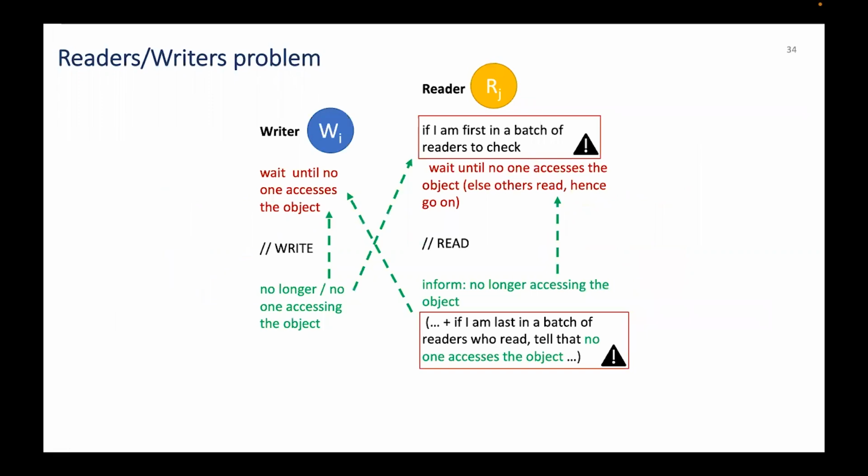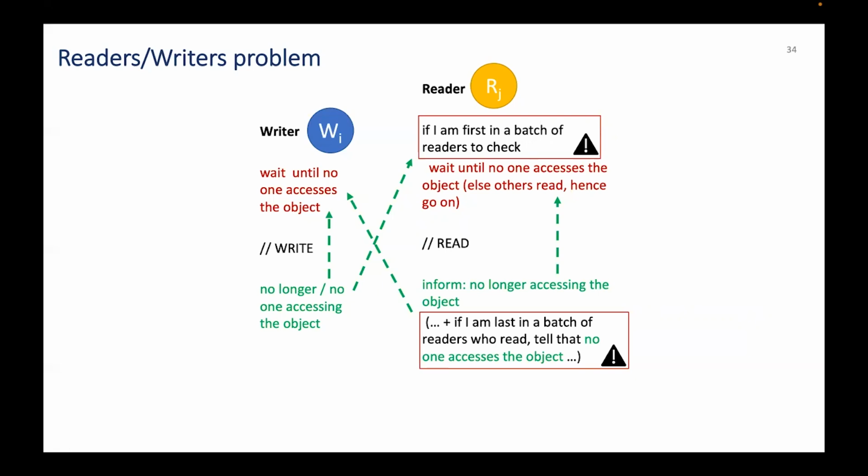If we try to visualize the dependencies between the entry and exit sections of writers and readers, it looks like this. For the writer, the entry section needs to wait until no one accesses the shared objects. Once the critical section is over, so the portion in which the writer writes to the shared resource, the exit section can send a signal about the fact that no one is accessing the object anymore, and such a signal can be consumed by both a writer or a reader.